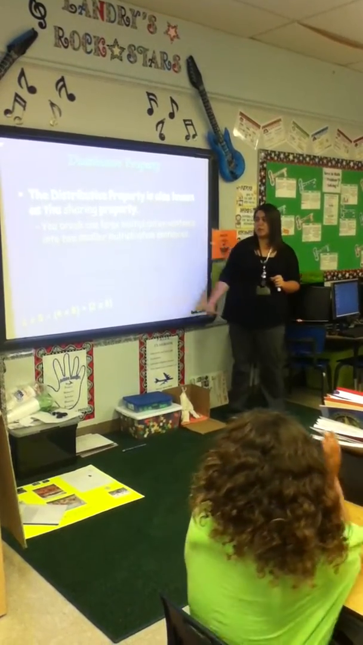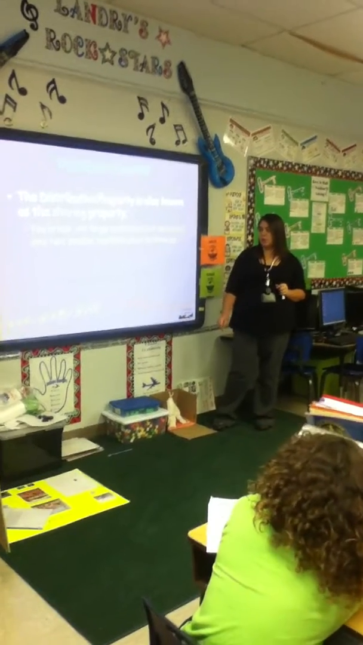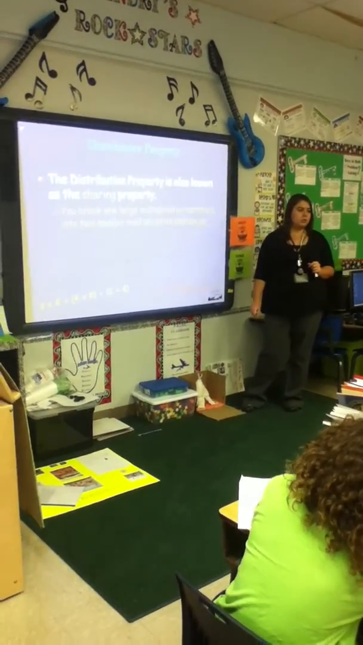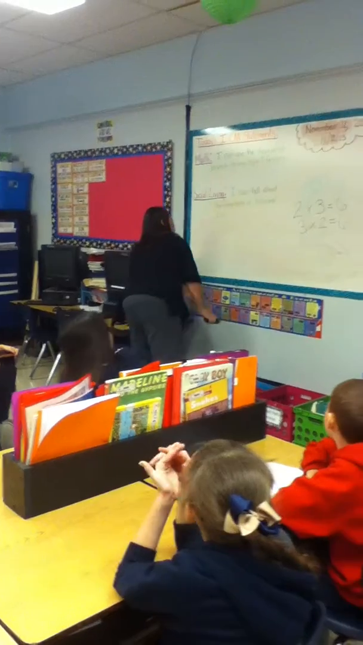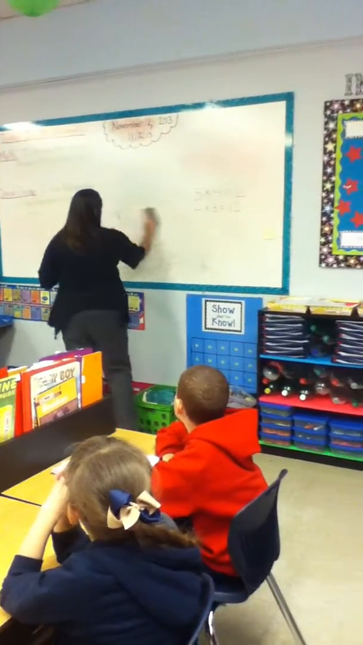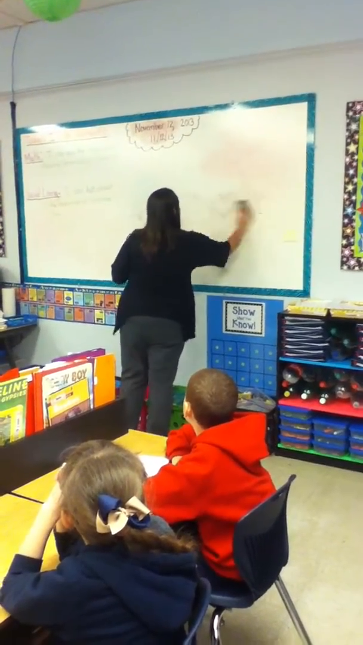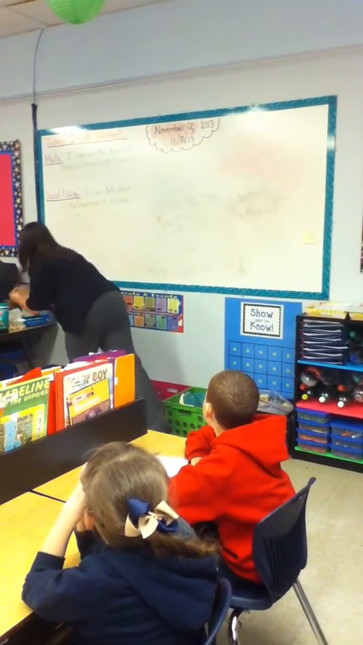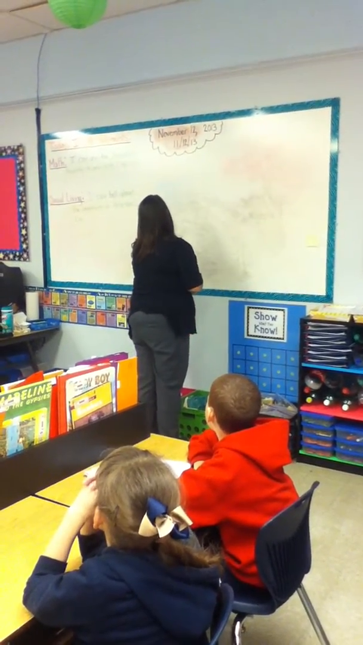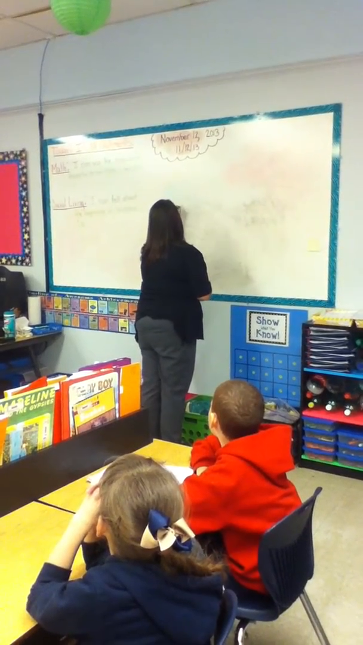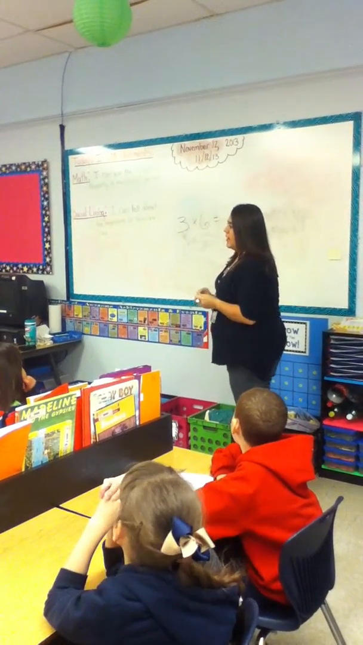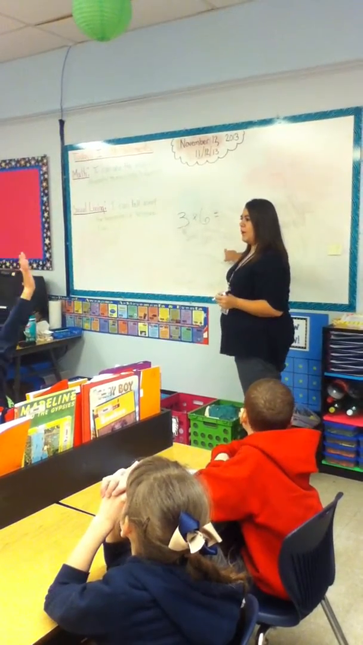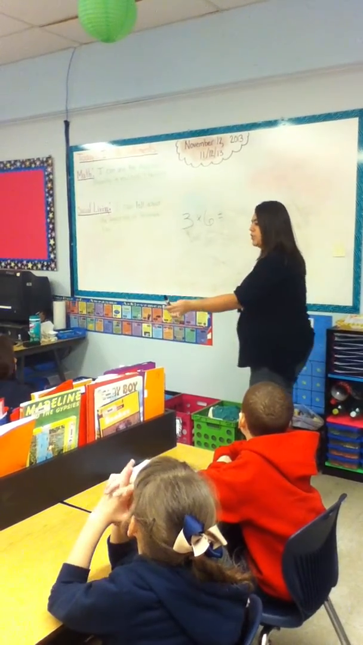So if we had 10 times 4, we could break it into 5 times 4 plus 5 times 4. Okay? So let's do an example. Three times 6. How can we use the distributive property to break down this problem? Isabella, why don't you come up here and show us?